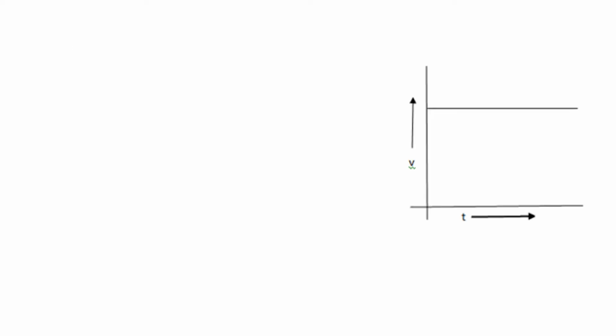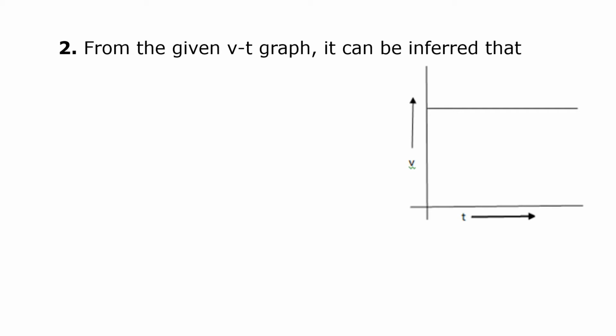Going to second question. Here some graph is given. This is a graph between velocity and time. Now based on this graph we have this question. From the given VT graph, it can be inferred that the object is. From this graph what we can understand? The object is in uniform velocity. Velocity is not changing according to the time.